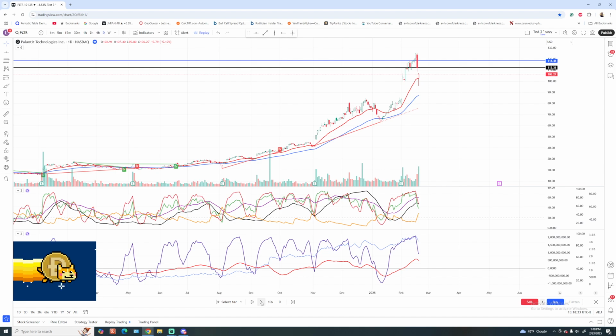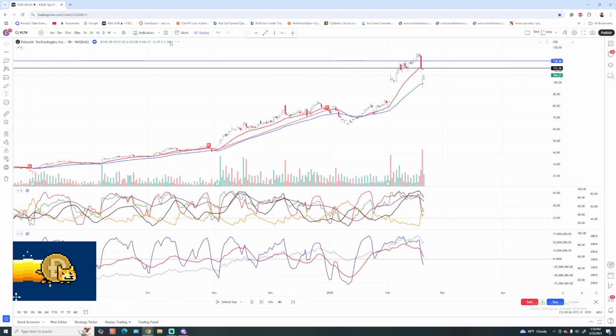So if we go to the next day, it had that huge drop, and I just sold it right when it got near 102. So then after that, it had that bounce.